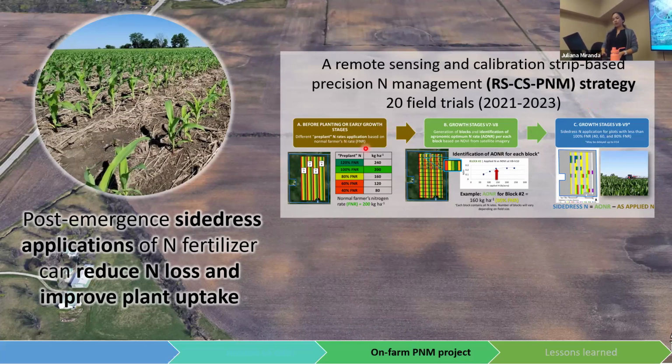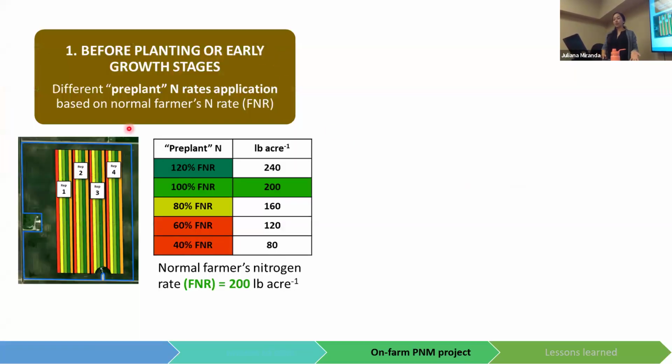So this has three parts. The first part is before planting or early growth stages. I ask the farmer, what is your normal rate? He or she says 200 pounds. And then based on that, we define multiple nitrogen rates, and we apply these rates in plots that run across the length of the field.